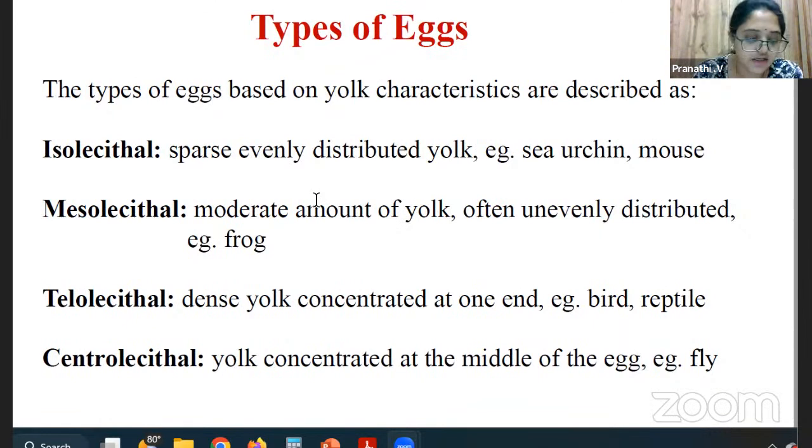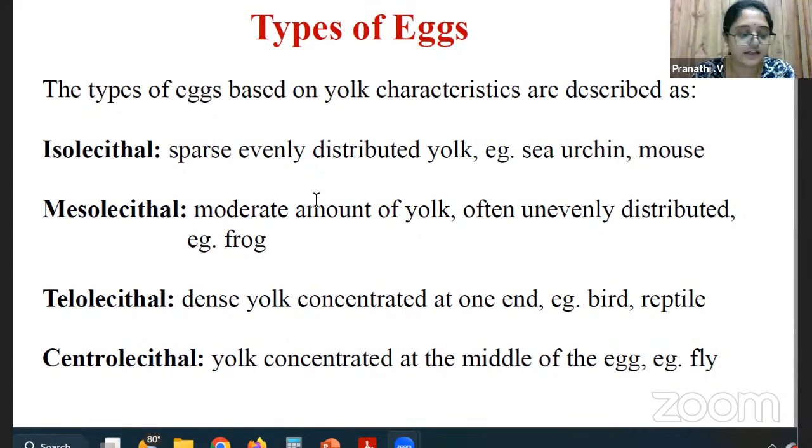Indeterminate or regulative eggs. So what is happening is, if any part of the egg is removed, then it will not affect the normal development. So there is no determination, the future of the egg is not predetermined. So this is seen in amphioxus and mammals.